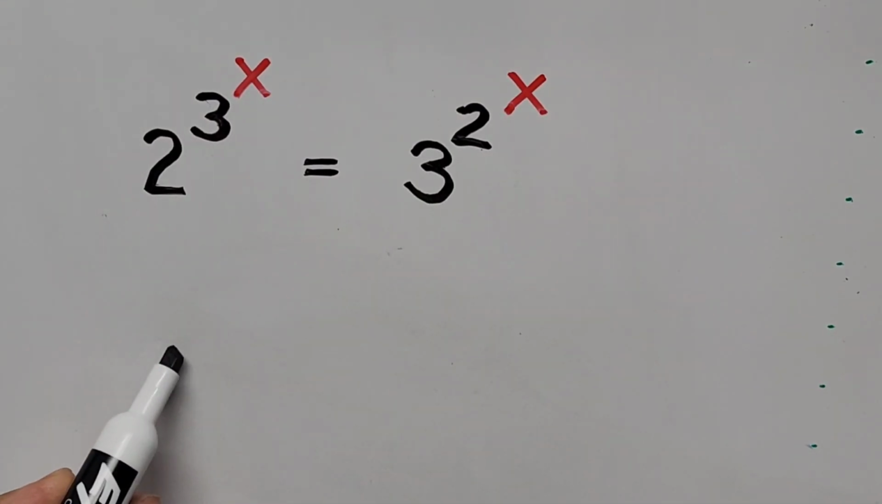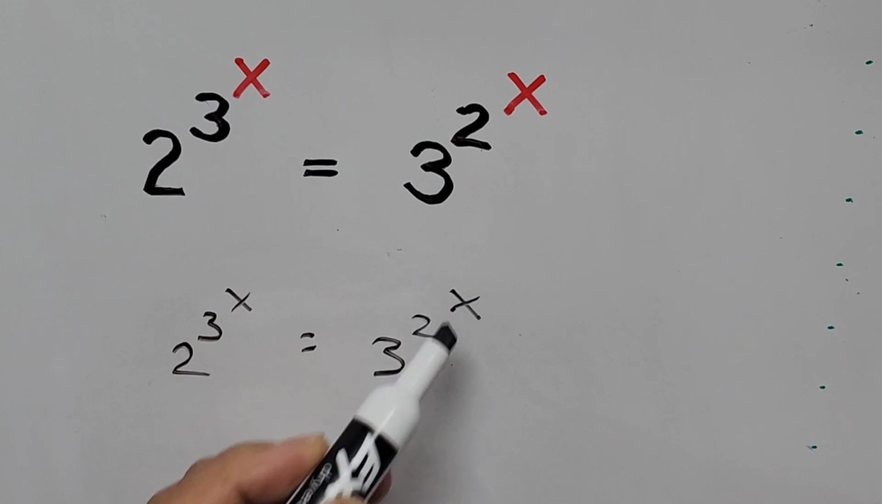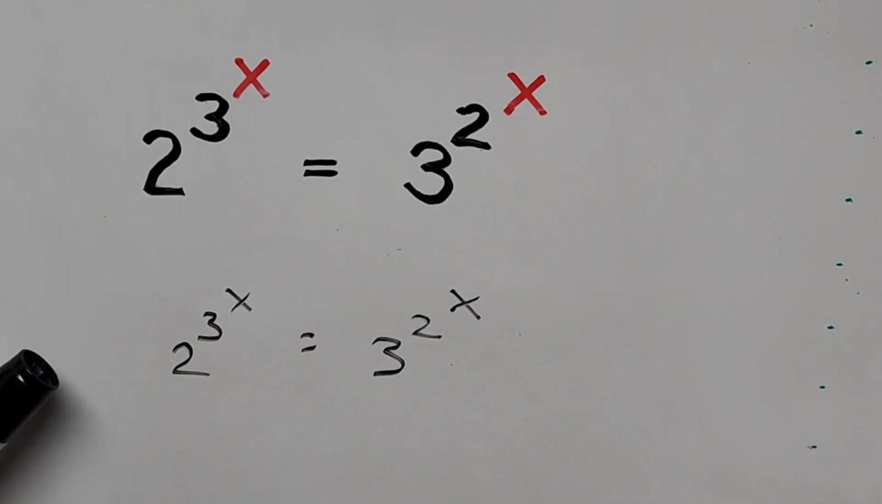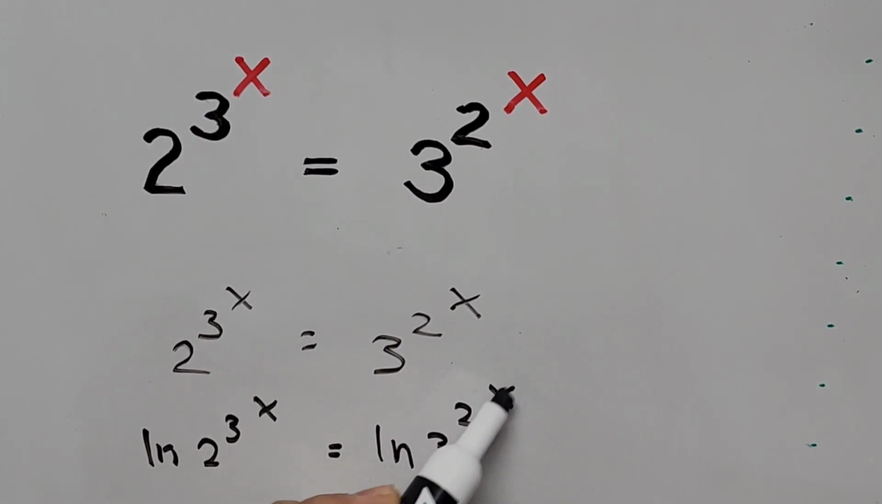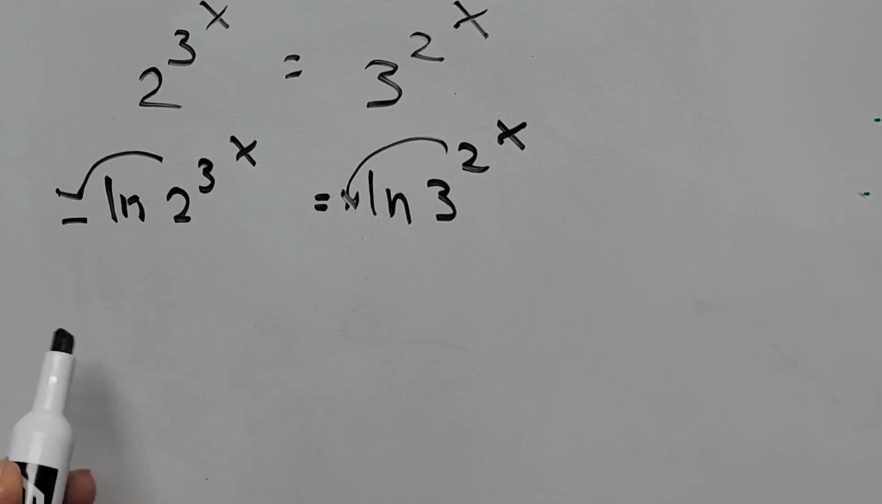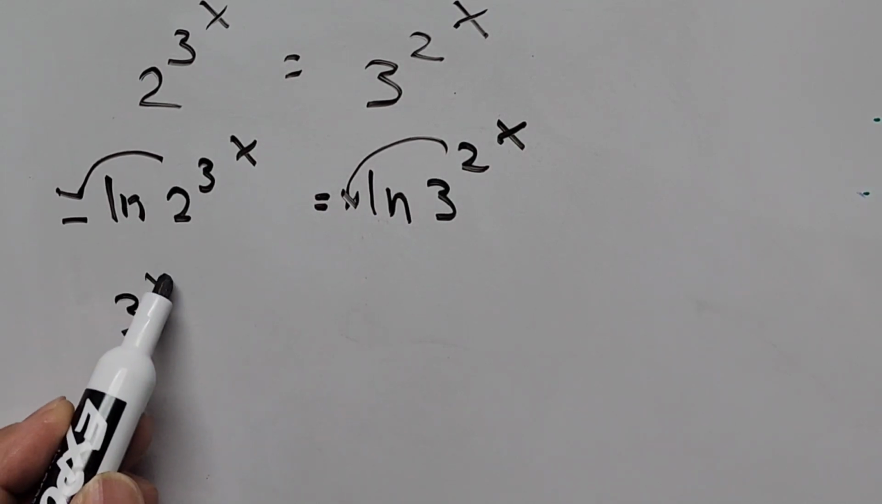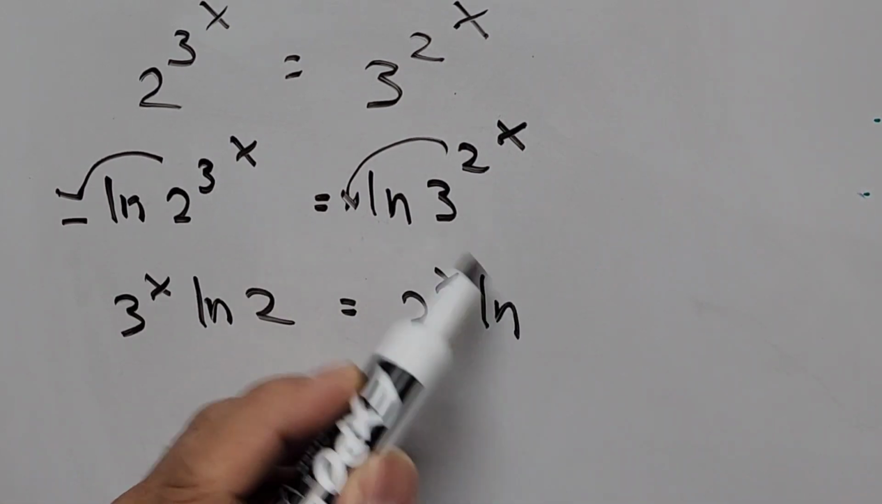So we have 2 to the power of 3 to the power of x equals 3 to the power of 2 to the power of x. We're using the laws of natural logarithm, so we're taking the natural logarithm on both sides of the equation. It is now ln of 2 to the power of 3 to the power of x equals ln of 3 to the power of 2 to the power of x. Now we take down the exponent as a coefficient, the same way on the right hand side. So the equation now becomes 3 to the power of x times ln of 2 equals 2 to the power of x times ln of 3.